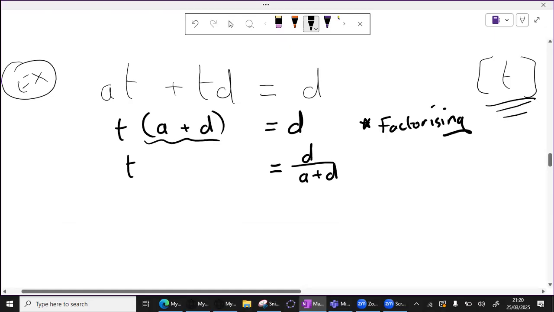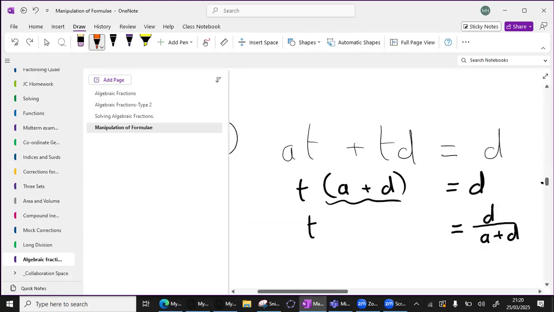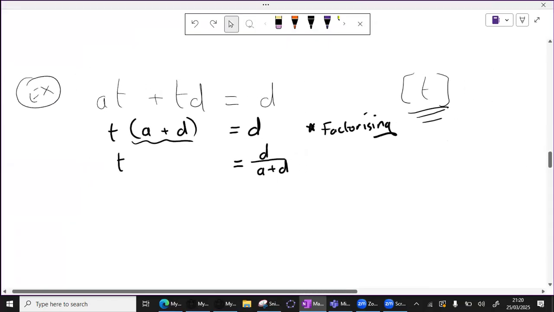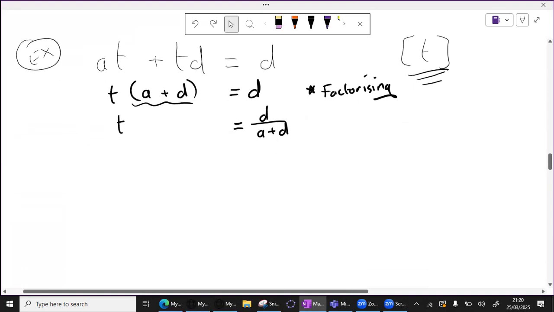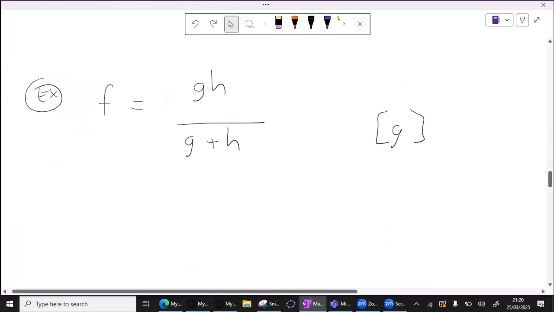And now I'm done. Please don't be tempted there either to cancel the D's. So do not do that. Okay, it's really important. We do not do that. We cannot just cancel pieces of numbers. We can only cancel if we factorize, and then the entire expression cancels with an entire expression. So we'll have a quick look at this one.